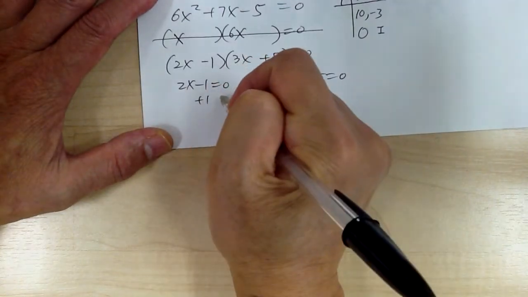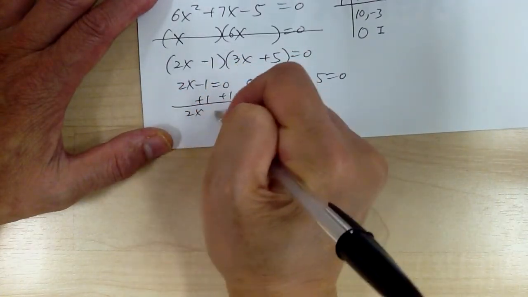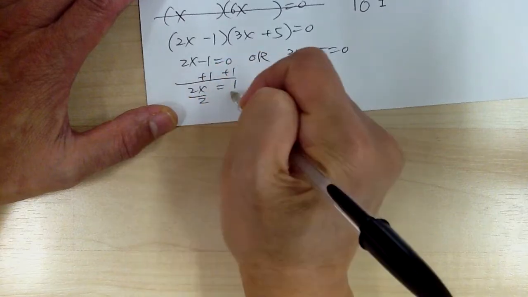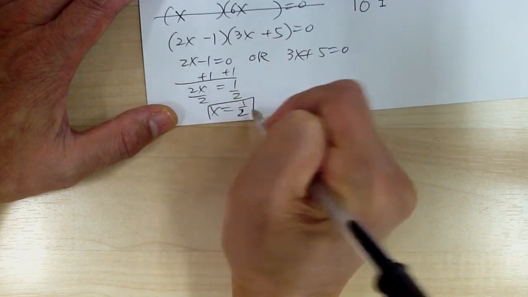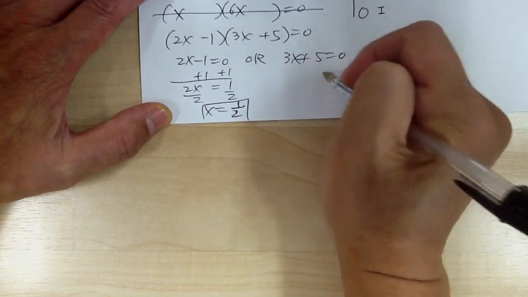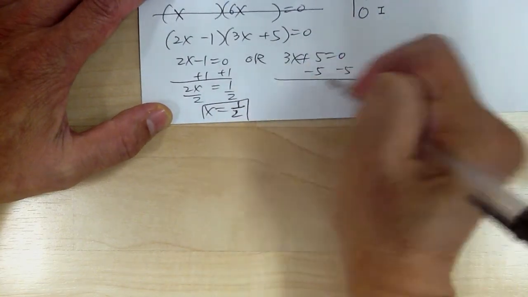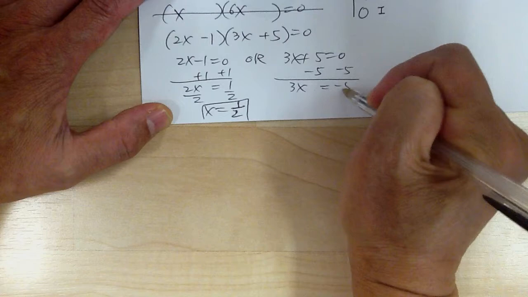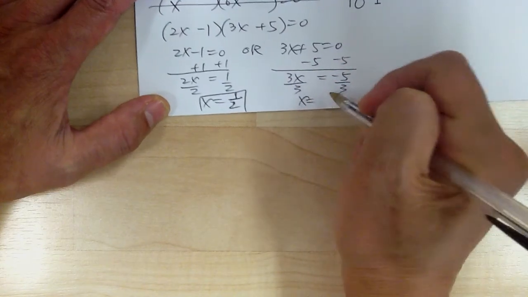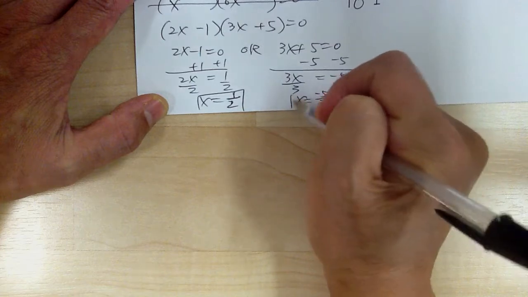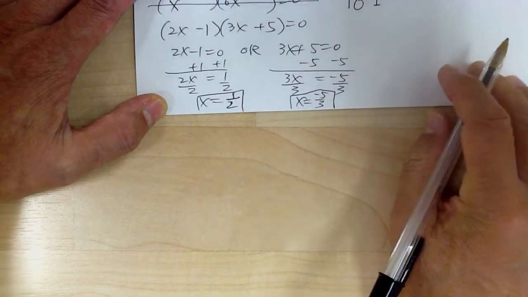So plus 1 on both sides, so you got 2x equal to 1. Divide by 2, divide by 2. So x equals 1/2. So that's one answer. For this one, you minus 5 on both sides, so you got 3x equal to negative 5. Divide by 3, divide by 3. So x equals negative 5 over 3, and that is your second answer.